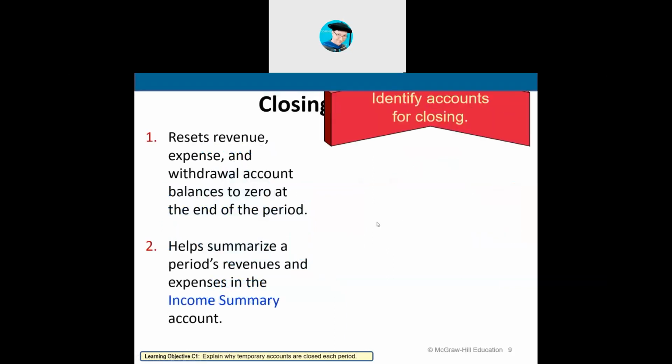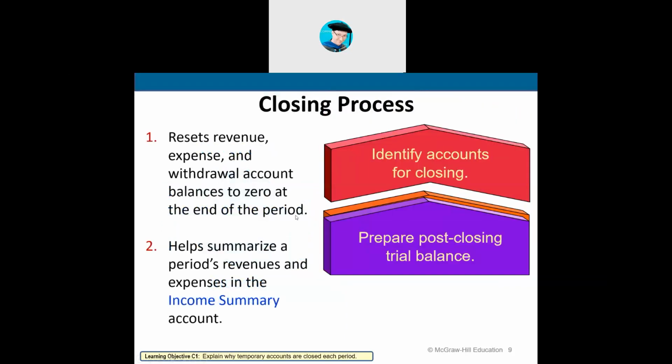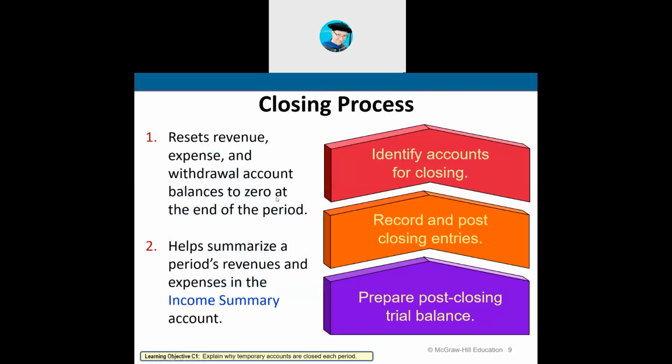So what we do is at the end of each month, we close out our temporary accounts. So how do we do that, you might be asking? How do we reset our revenue and expenses and our withdrawal accounts to zero at the end of the accounting period? So today's the end of the month, right? Today is August 31st. Tomorrow is September 1.